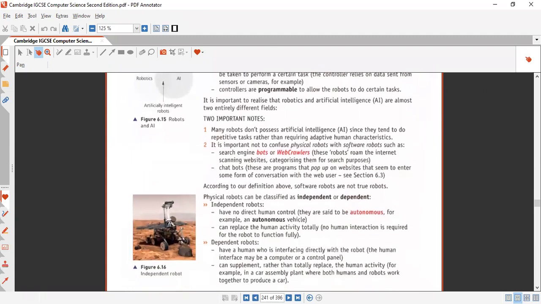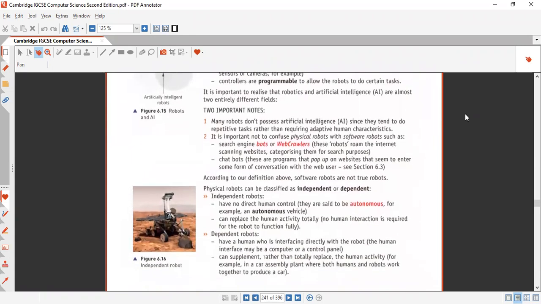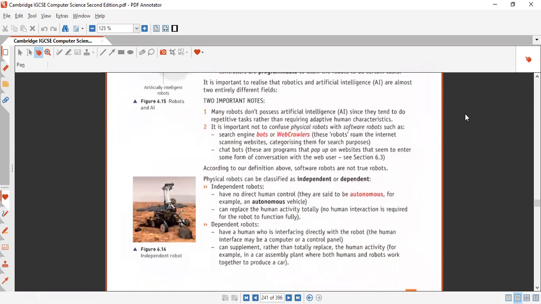Now coming towards 2 important notes. What are those notes? Number one, many robots don't possess artificial intelligence. They tend to do repetitive tasks. There are a few robots that are basically designed to perform a particular task. They are just programmed to do a particular task, so they cannot be reprogrammed.